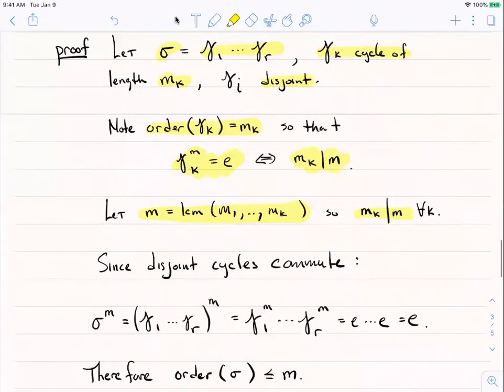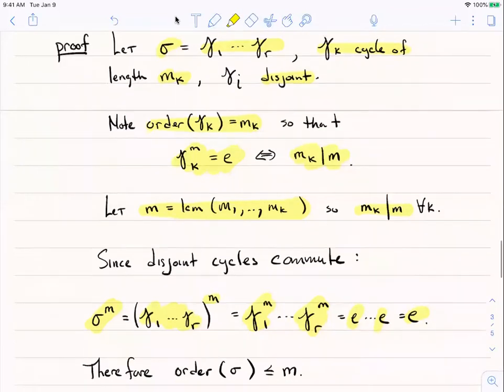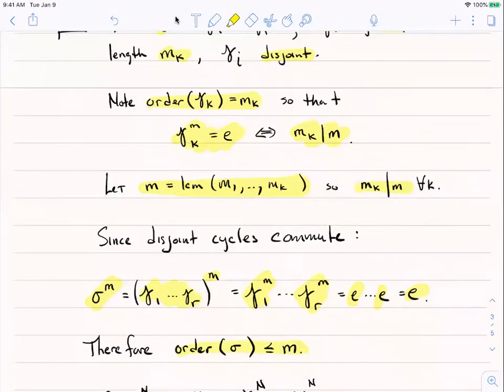Well then, since disjoint cycles commute, if I look at the mth power of sigma, I can drop in my product. Since these things commute, the mth power of this product is the product of the mth powers. Because mk divides m for every k, every one of those things is going to be the identity, and the product of a bunch of identities is the identity. So what does that show? It shows that it doesn't take any more than the power m to kill sigma. Sigma to the m is the identity, so its order can't be more than that.